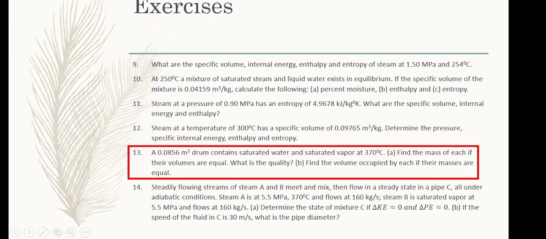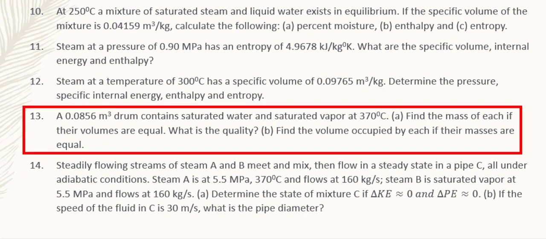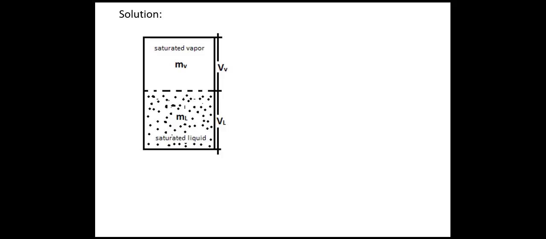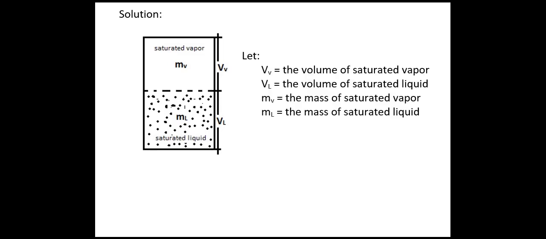Exercise number 13. A 0.0856 meter cube drum contains saturated water and saturated vapor at 370 degrees Celsius. Letter A, find the mass of each if their volumes are equal. What is the quality? Letter B, find the volume occupied by each if their masses are equal. The first step to solve this problem is to draw a drum and label what is stated in the problem. We will let VV be the volume of saturated vapor, VL the volume of saturated liquid, MV the mass of saturated vapor, and ML the mass of saturated liquid.